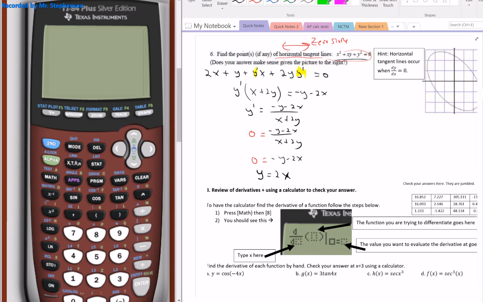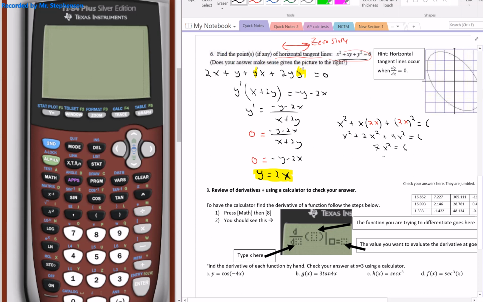That doesn't quite give us enough information, but just like before when we plugged it back in, I can take this and plug it back into my original function. So y is 2x, so I have x squared plus x times 2x plus 2x squared. Simplify this and you're going to get x squared plus 2x squared plus 4x squared equals 6. That's going to give us 7x squared equals 6.